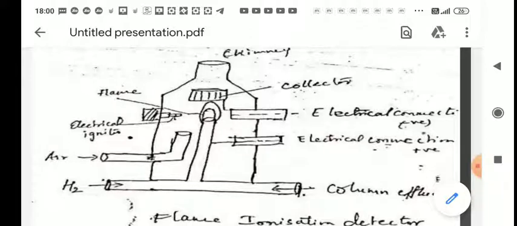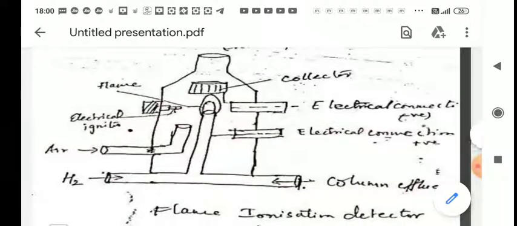Now the current produced is very small, in the range of 10 to the power minus 11 to minus 12 amperes. So that current has to be amplified, and once it is amplified, you can get the output, the chromatogram. As each component of the mixture comes into the flame, it will give you a peak. It will give its own ions and electrons, and you will get the current for each peak. So you will have a plot of current versus volume of the mobile phase in the graph.